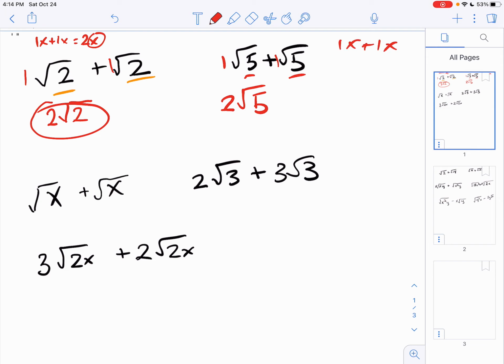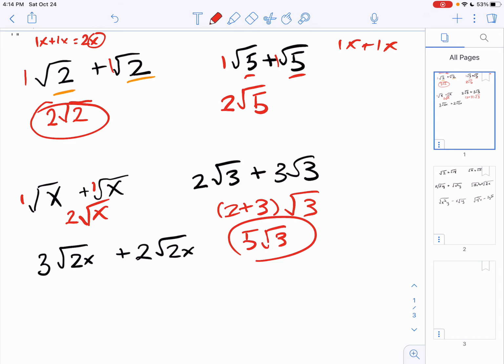This can work with variables as well. When I have radical x and radical x, we keep what's inside the radical, so we keep radical x. On the outside, I have 1 and 1, so 1 plus 1 is 2. So 2 radical x. The next one, I have a situation where I have 2 numbers on the outside. We're just going to add them together like we did before. Now it's not just 1 plus 1. This time it's 2 plus 3. But it's the same thing, and we keep what's inside the radical the same. So we get 5 radical 3.